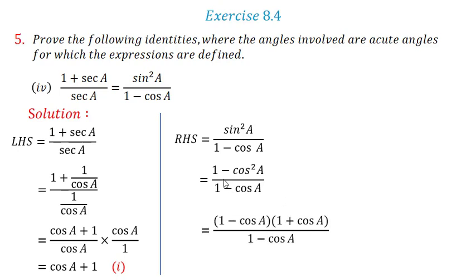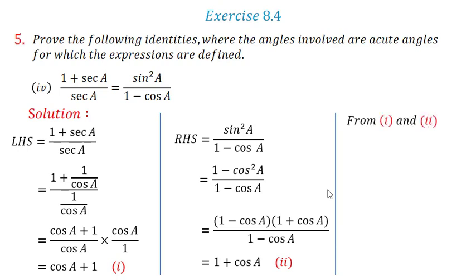Again here in the numerator I will apply the formula of a minus b into a plus b. So you will see that 1 minus cos A we can cancel, and finally we get the answer as 1 plus cos A. So this equation 1 and equation 2 are same, that is 1 plus cos A. So I can say that left hand side and right hand side are same. So from 1 and 2, left hand side is equal to right hand side.